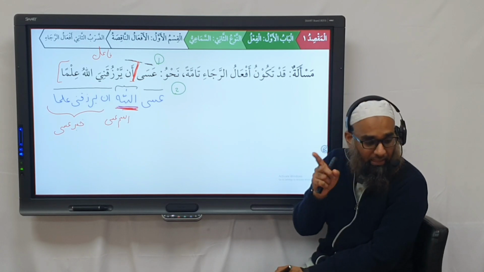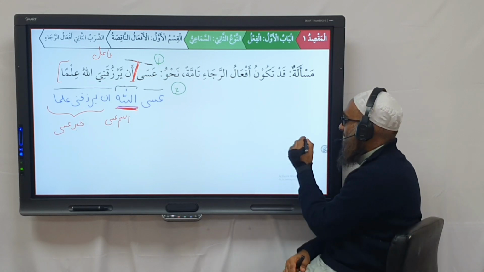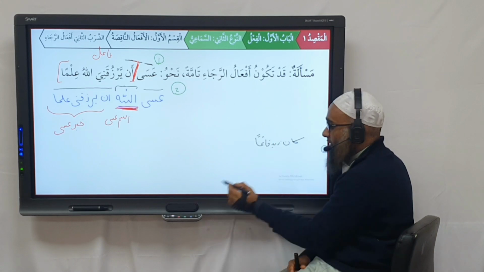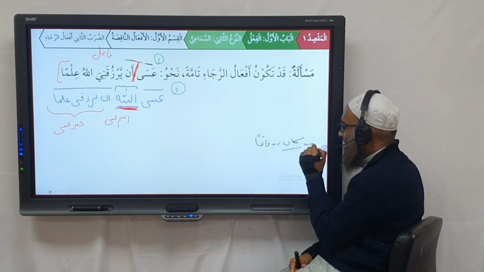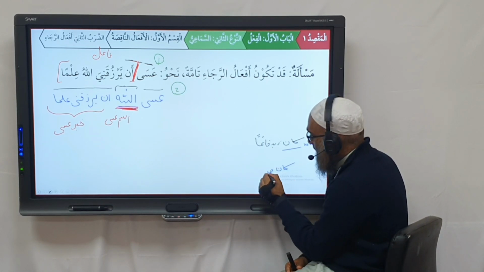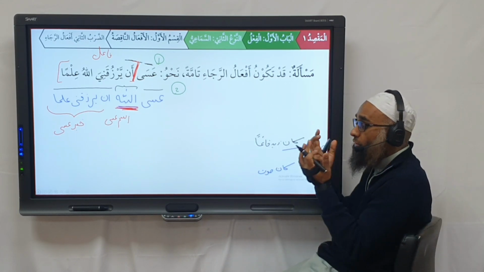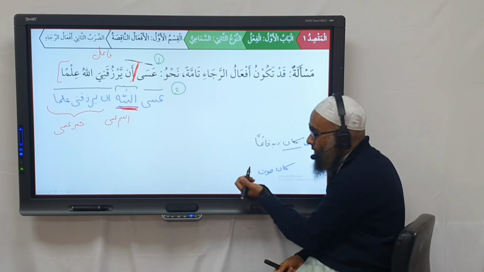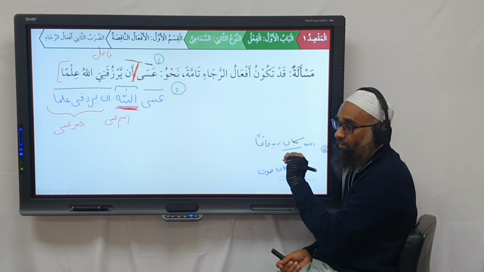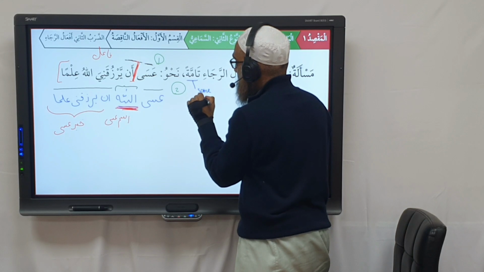However, the difference between kana tamma and asa tamma is that even in kana tamma, the meaning changes. Like if I say kana zaydun qa'iman, this is an auxiliary verb, so this is Zayd was standing. And if I say, for example, kana sawtun, this means a noise came into existence. Noise existed. A noise was heard. There was a noise. Or you say kana harbun, a war occurred. So the meaning changes in tamma and naqisa. In this one, it has the same meaning as naqisa.